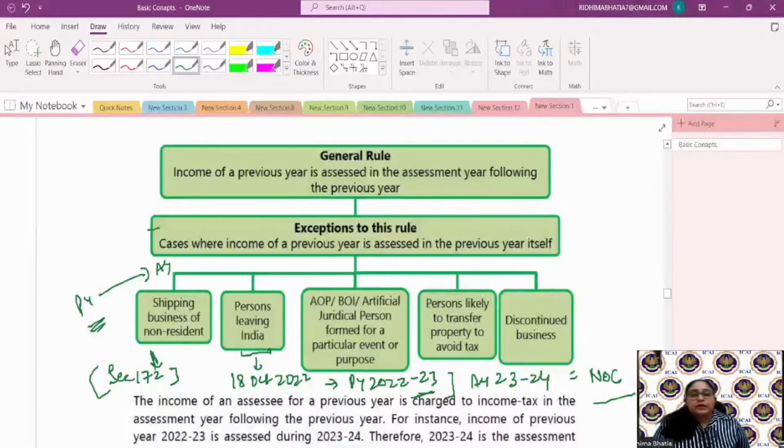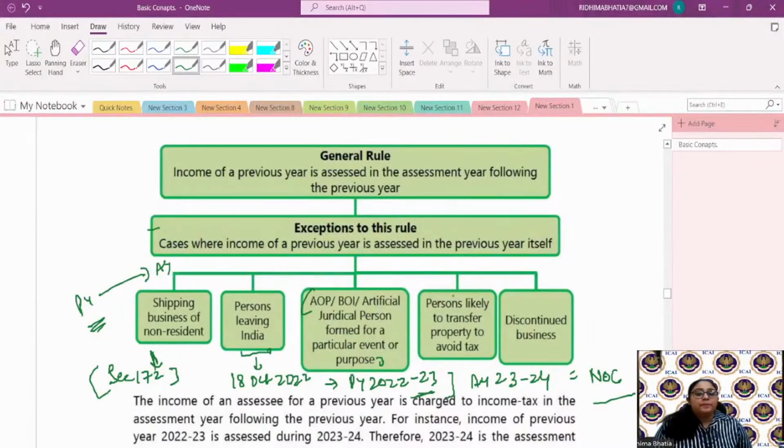Clear? Then AOP, BOI, artificial juridical person formed for a particular event or a purpose. Remember, firm एक going concern concept की तरह चलता है, but AOP, BOI can be formed for a particular venture. Now suppose that venture is finishing today. We made a venture for building a flat. We have completed that flat and it is now end today. So once you dissolve yourself, you will no more be a person in the Act of income tax. So they are saying when your venture is getting closed, with the same concept, pay the tax in that year itself.